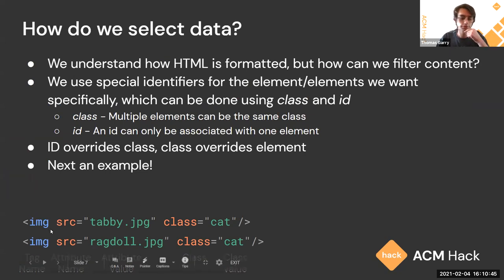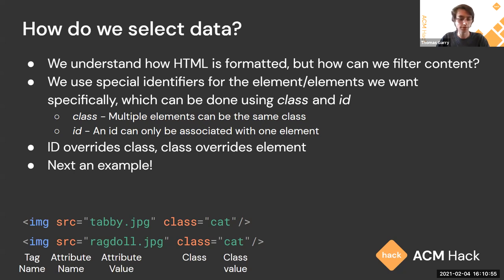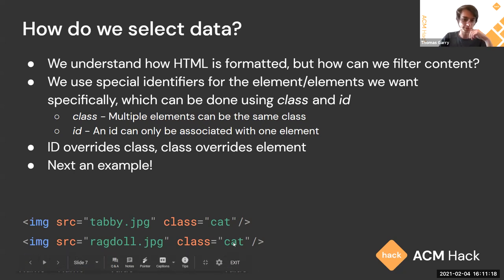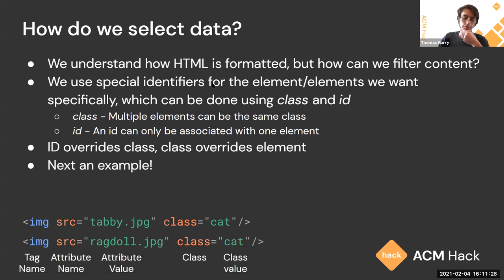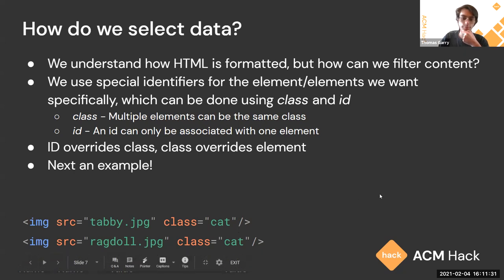Here, if we look at these images, the img is the tag name, the src is the attribute name, which is like source, and tabby.jpg would be a link to a file of an image. The class is something that we can make ourselves and associate other images with the same classes. For example, these two are two different types of cats, so we assign them the class name cat. Later we can filter through HTML just by using the class name cat.